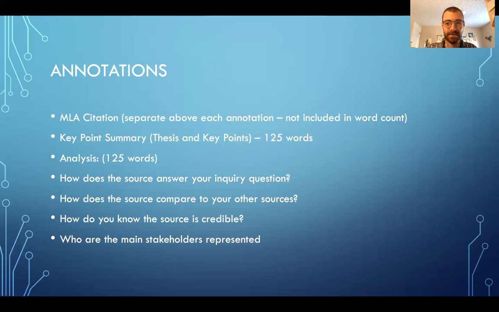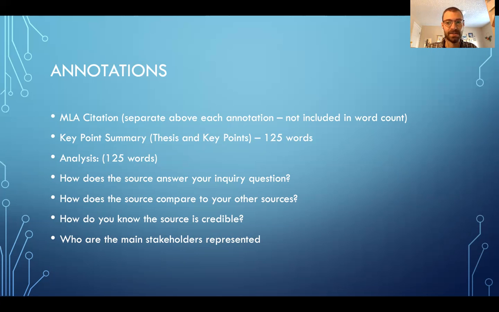Remember, a few people got confused on A1. They really wrote more of a chronological summary, where you said, first this happened, then this, then this. For a key point summary, the order is not so important. You just go author's thesis, and then here's a key point that backed up the thesis, here's another key point, and another, or however many you can fit in 125 words. That should be in paragraph form, and then below that, also in paragraph form, I want the analysis.